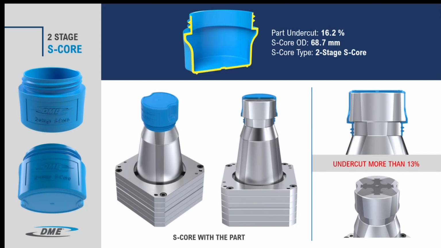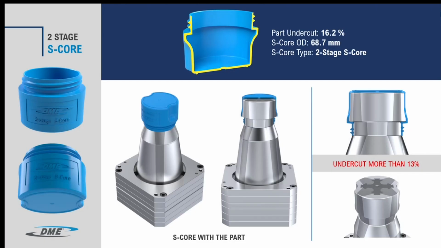Again, I will just explain the product in detail. This part is like a cosmetic container, so the surface finish and visual appearance are very important. Now coming to the technical point, in this design, the undercut percentage is 16.2%. This is higher than the normal limit. Usually, single stage S-core can handle only around 13 to 14%. So in this case, a single stage S-core won't work.